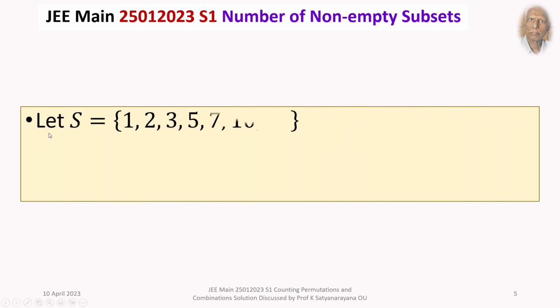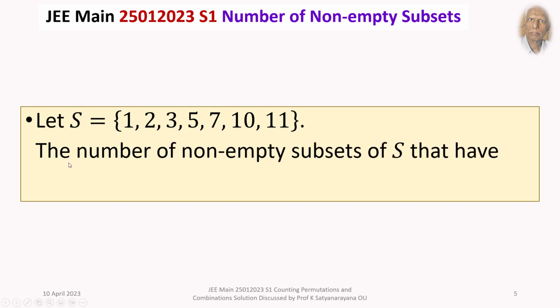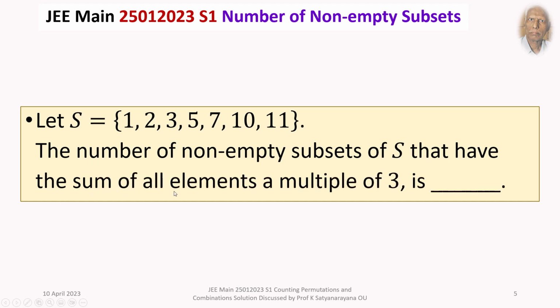The given question is, let S be a set consisting of the elements 1, 2, 3, 5, 7, 10 and 11. The number of non-empty subsets of S that have the sum of all elements a multiple of 3 is.